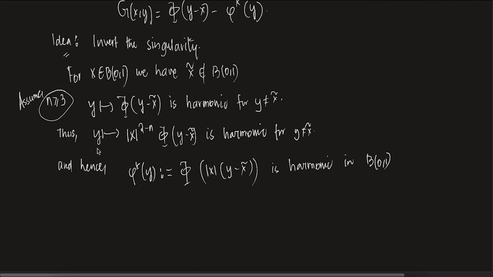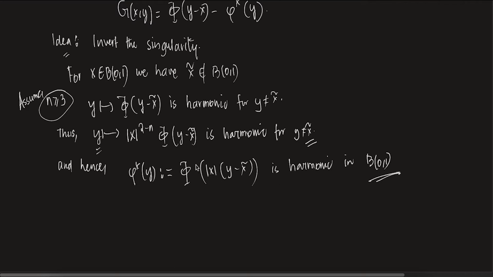Why is it harmonic? y going to this is harmonic for y not equal to x tilde. Where is our y? In our case, we are choosing y from the ball. And x tilde is definitely never in the ball. It's outside the ball. So basically, this is always harmonic in B01. If I define phi x of y to be the fundamental solution of mod x times y minus x tilde, then that is harmonic in B01.